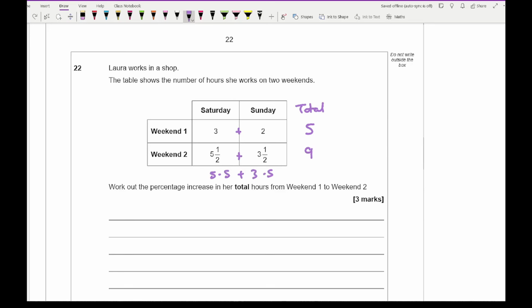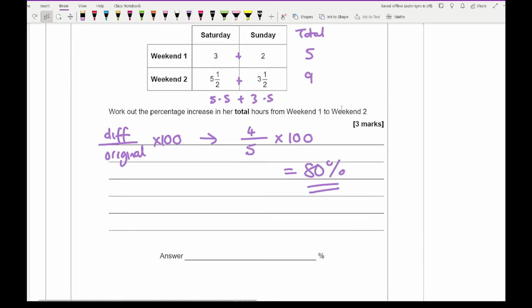Then to work out the percentage increase or the change, the formula is the difference divided by the original, multiplied by 100. So in this case, the difference between the two numbers is 4. The original, which is weekend 1, was 5. And if I multiply that by 100, I get the correct answer of 80%.